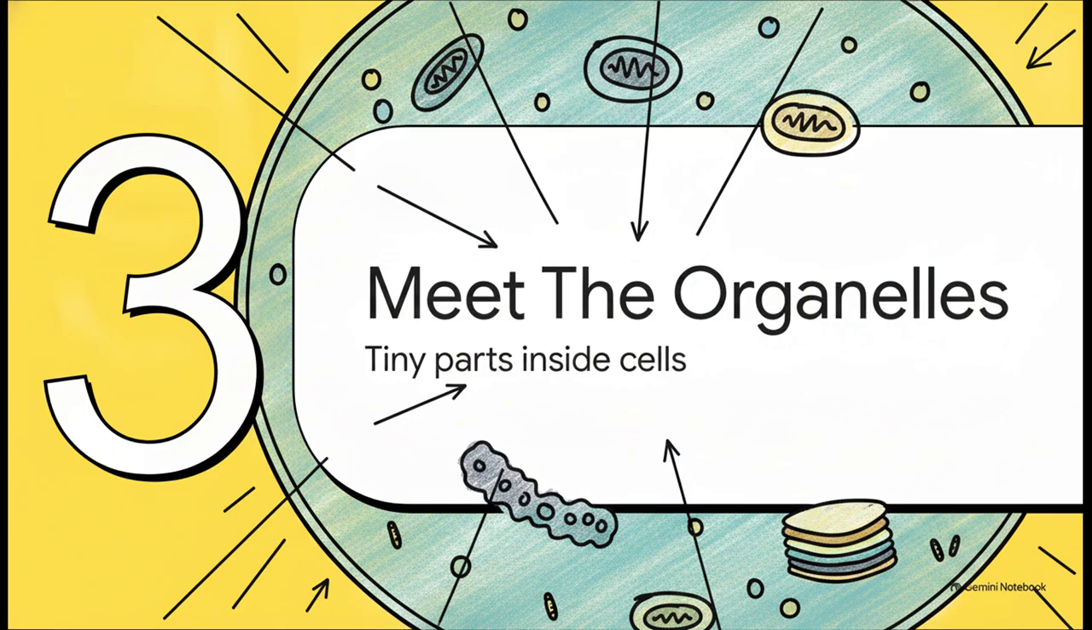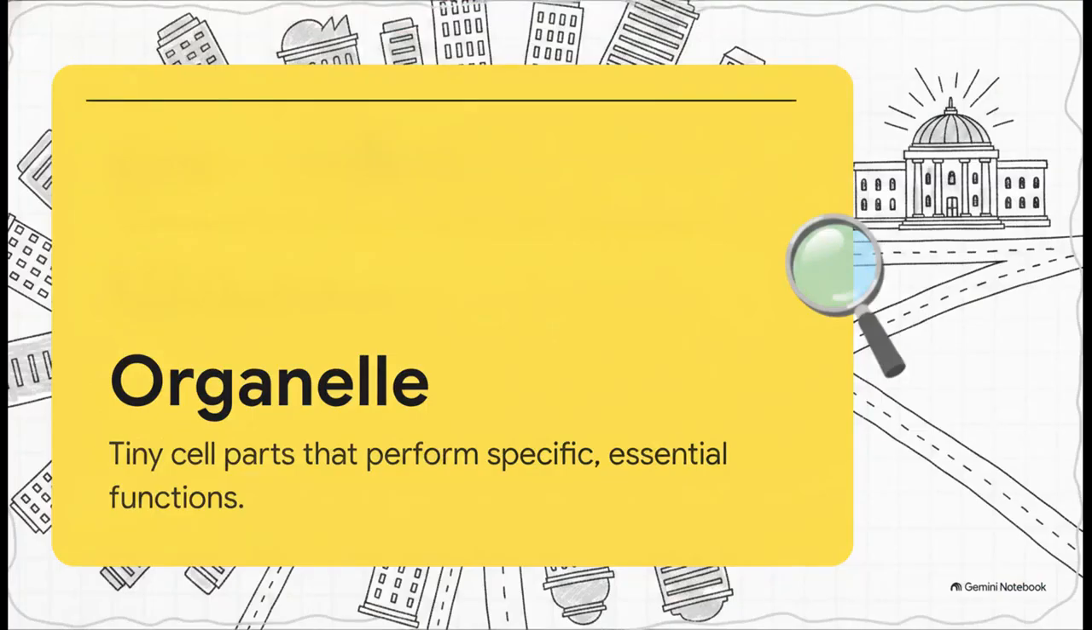All right, on to section 3. Meet the cell organelles, the tiny parts that keep the cell alive. We're going to zoom in even further now, right inside the cell itself. An organelle is a tiny cell part that performs specific essential functions within a cell.